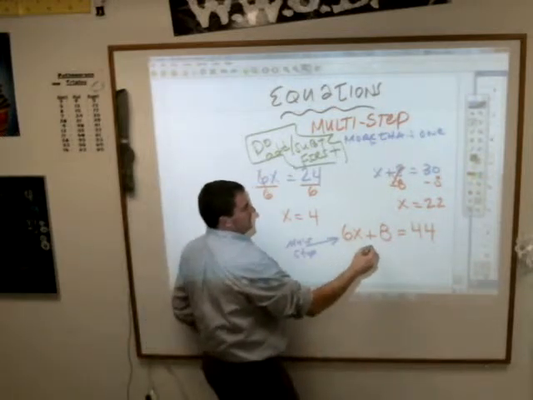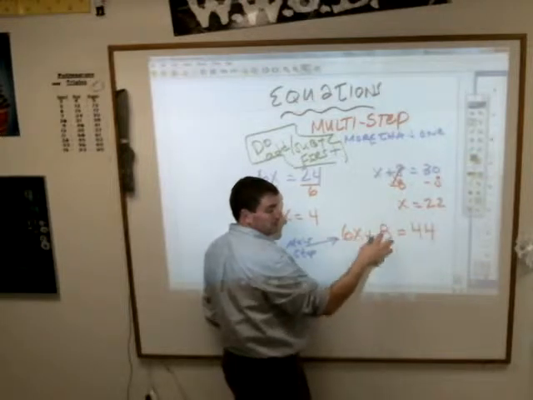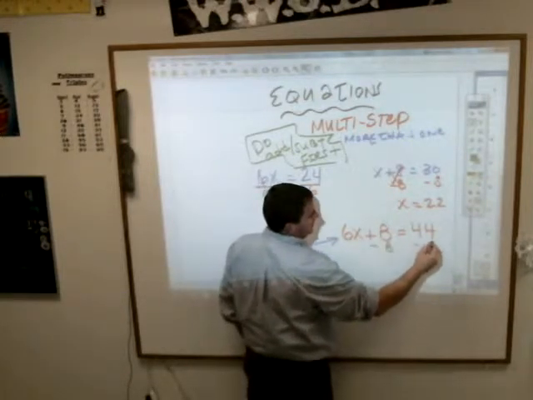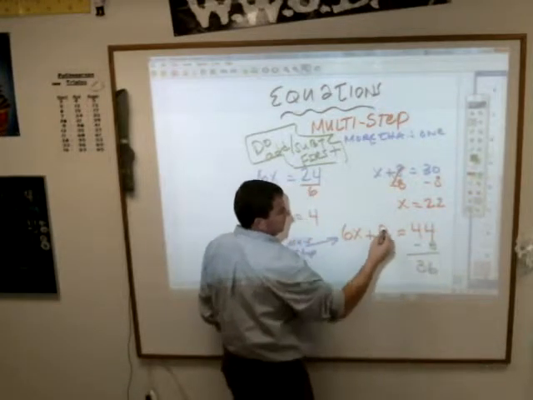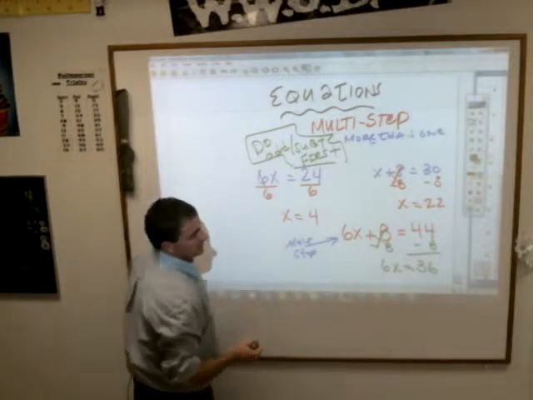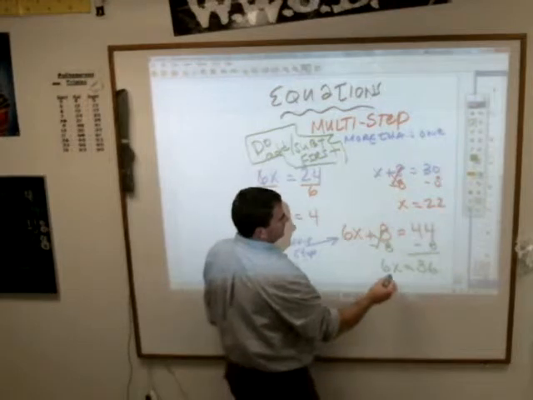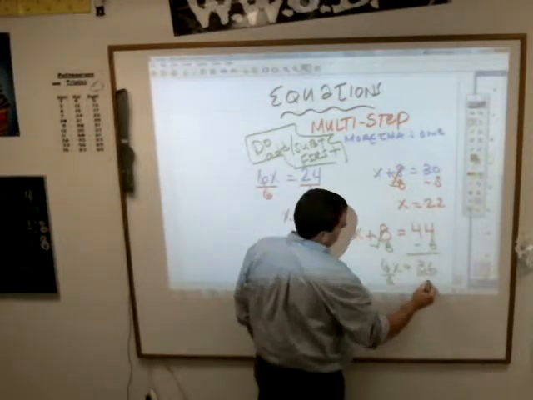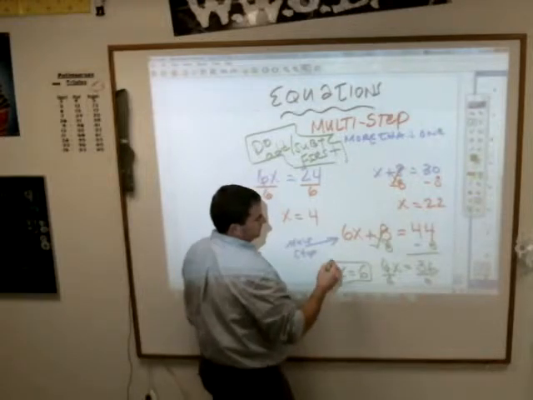So if I'm getting the letter x by itself here, the first thing I have to do is get rid of the 8, and I do the opposite and subtract 8. I don't subtract it from this, I just subtract it from the other side of the equal sign. I end up with 36. It goes away here, but I'm still left with 6x equals 36. And then my last step is going to be to divide by 6, divide by 6. So x is going to equal 6.